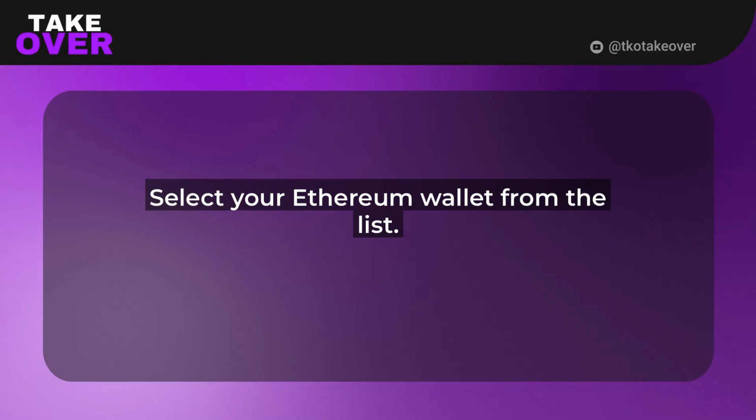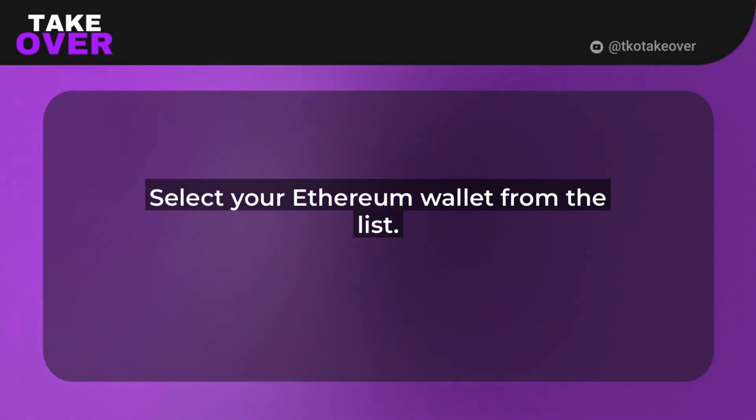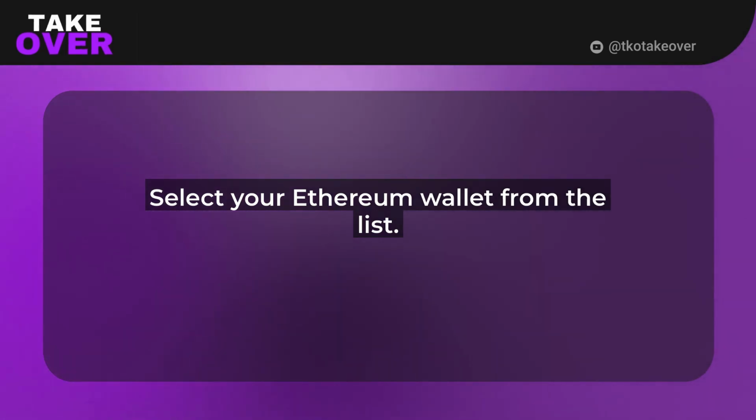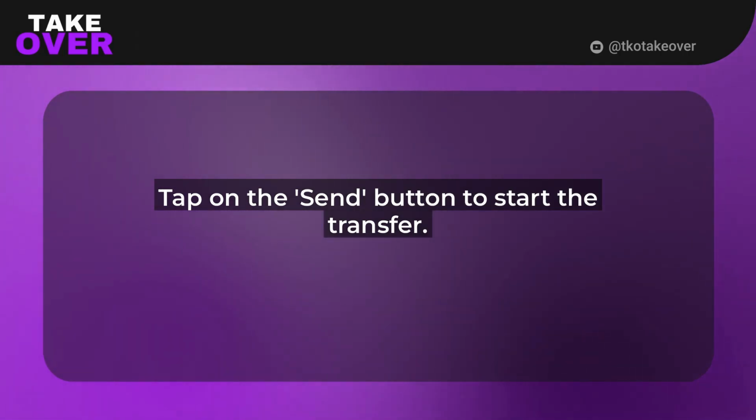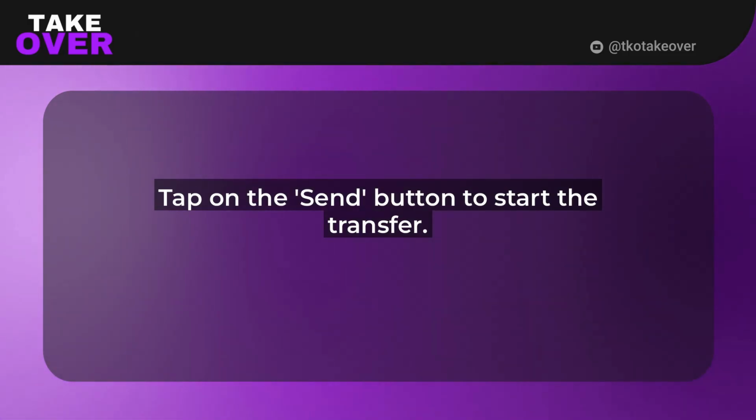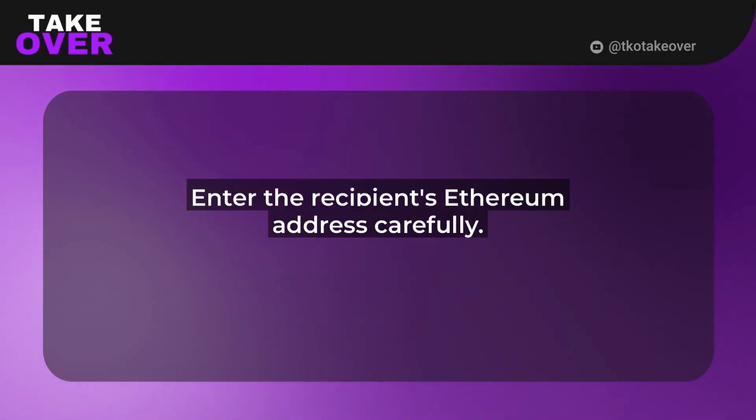First things first, make sure you have the latest version of Trust Wallet installed on your phone or device. This app is user-friendly and integrates with tons of blockchains, making it perfect for Ethereum. Open the app and unlock it with your PIN, Face ID, or whatever security method you set up. Once you're in, head to the Wallets section and select your Ethereum wallet. You'll see your ETH balance right there. Exciting, right? Next, tap on the Send button. This is where the magic happens.